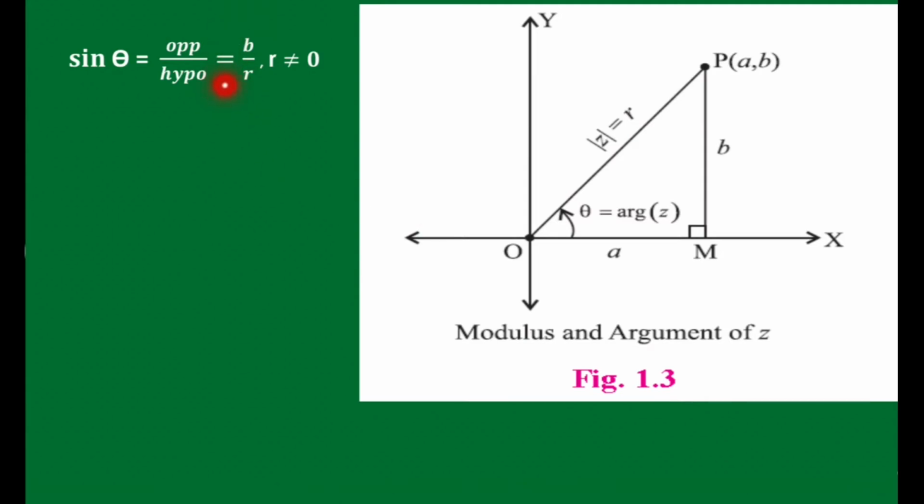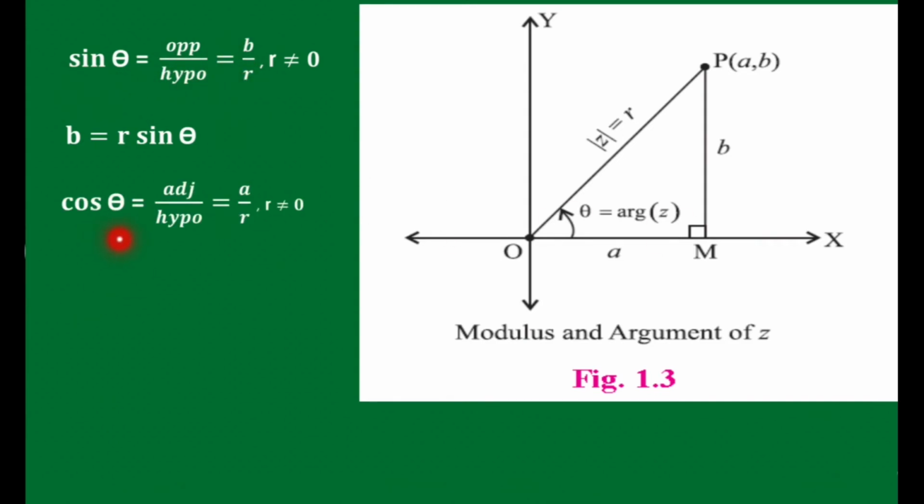So we write B upon R, and R not equal to 0, because when R equals 0, that means this point P and the origin are at the same position. So we use this concept when R is not equal to 0. So from this we can write B equals R sin theta. When we transfer this R to the left hand side, we get B equals R sin theta.